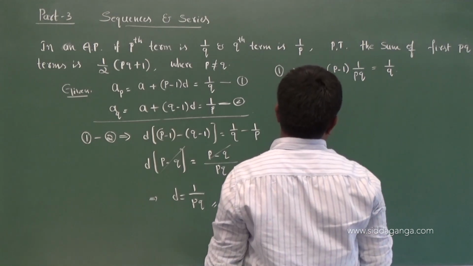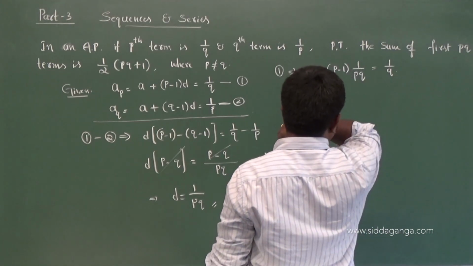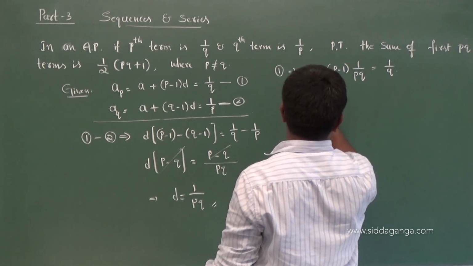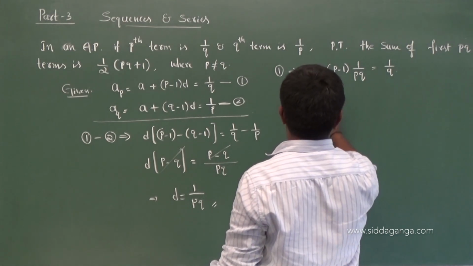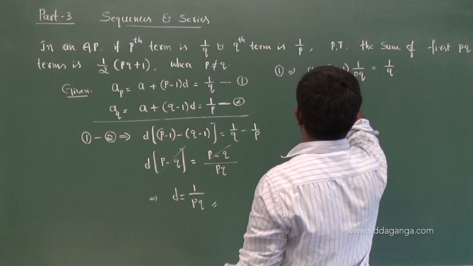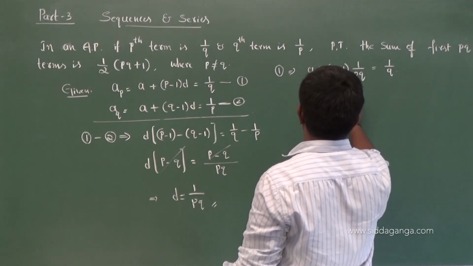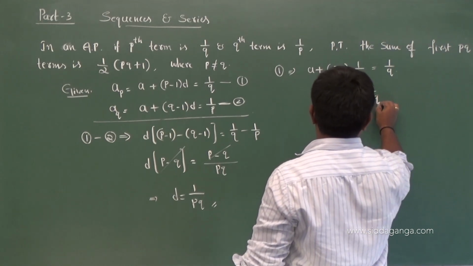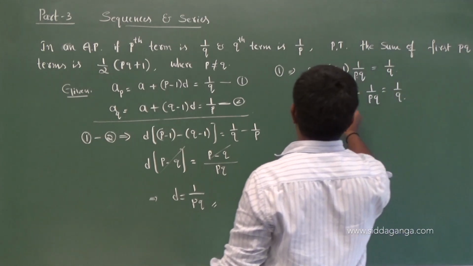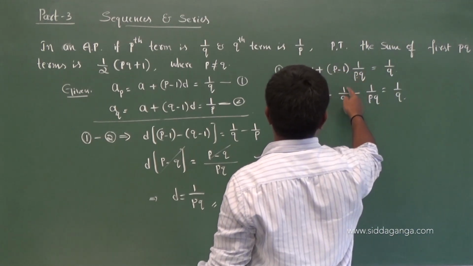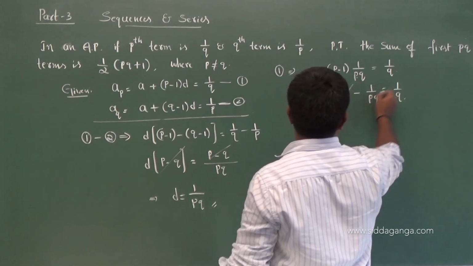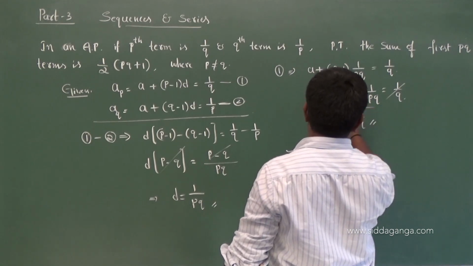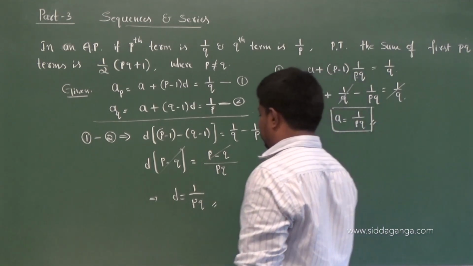Okay. Now, so a plus p minus 1 by pq. So p by pq, that is what? 1 by q minus 1 by pq is equal to 1 by q. So what I am doing here, dividing p by pq, 1 by q. So 1 by pq, here we have. So 1 by q, 1 by q, it cancels. So a you get again 1 by pq. So both a and d are equal to 1 by pq.